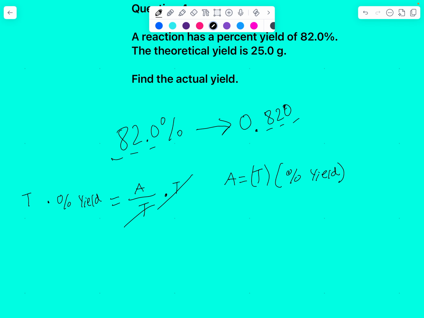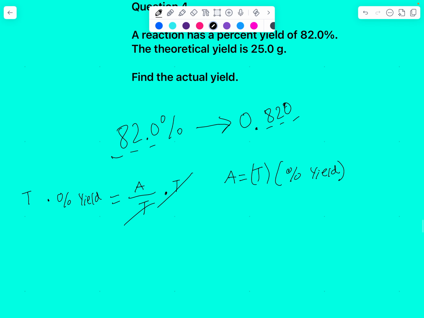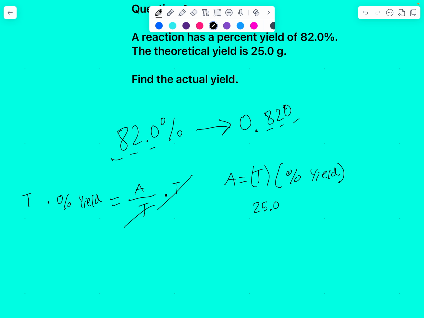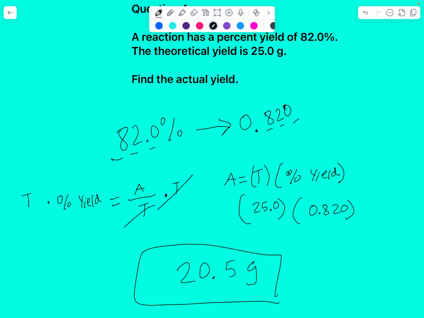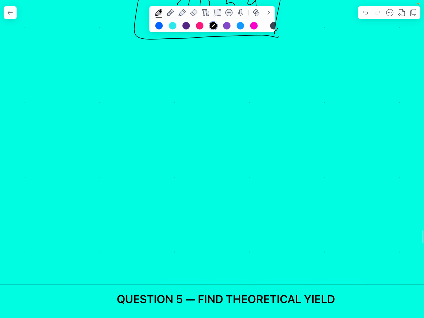All right? So I'm going to take the theoretical yield, which is 25.0. I'm going to multiply it by the percent yield of 0.820. And when I plug that into the calculator, I get 20.5 grams. All right? Now you may be saying, well, what about the 100% thing? That's part of the percent yield answer of 82.0. So I don't need to worry about that, and I just did everything else. Exams often test percent yield backwards like this. So high yield, you guys. Let's try another one.